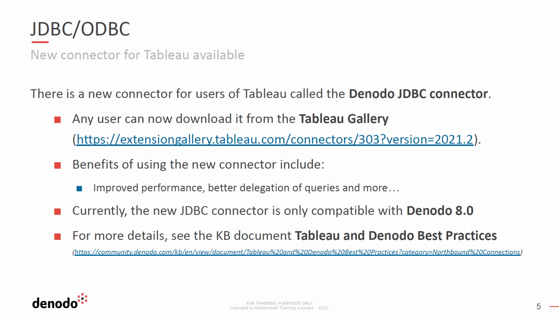Another benefit is better delegation. For example, the JDBC connector uses the appropriate datetime function. This is beneficial for queries that involve transforming datetime values because Denodo may be able to delegate more efficient queries to the underlying database. Finally, note that the new JDBC connector is currently only compatible with Denodo 8.0. For Denodo 7.0, the native connector should still be used.